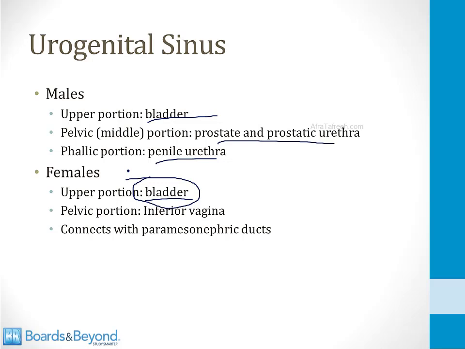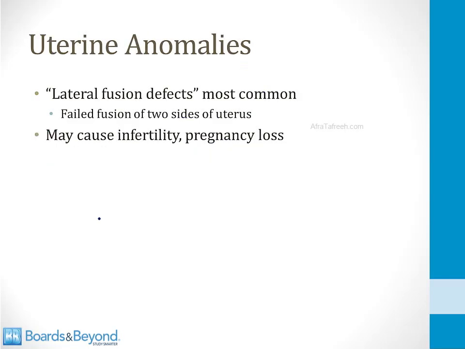The pelvic portion of the urogenital sinus in females, however, forms the inferior vagina and connects with the paramesonephric or Mullerian ducts. So in females, the inferior vagina comes from the urogenital sinus, and the superior vagina comes from the Mullerian ducts. One of the key structures that derives from the Mullerian ducts in females is the uterus, and in order for the uterus to form, both the left and the right Mullerian duct must come together normally and fuse to form the uterus in the middle.